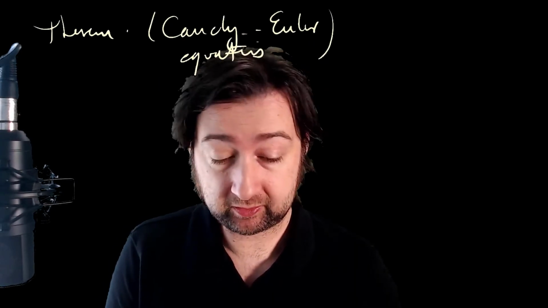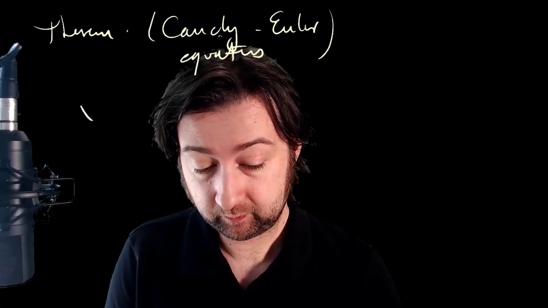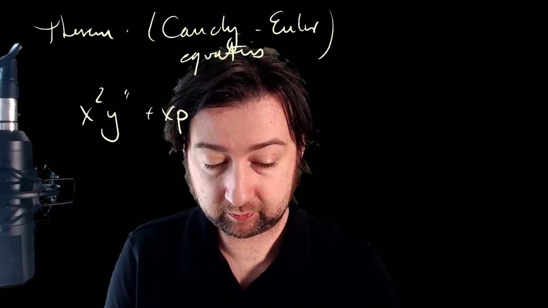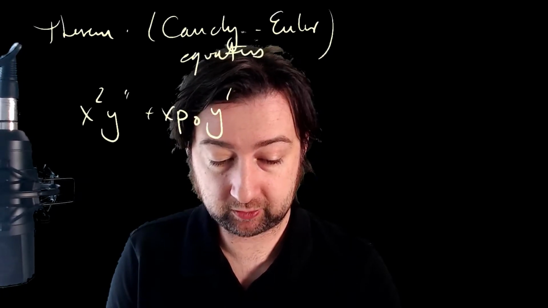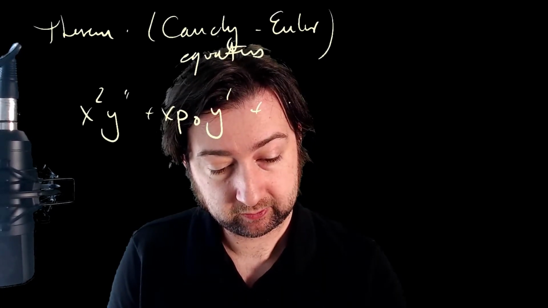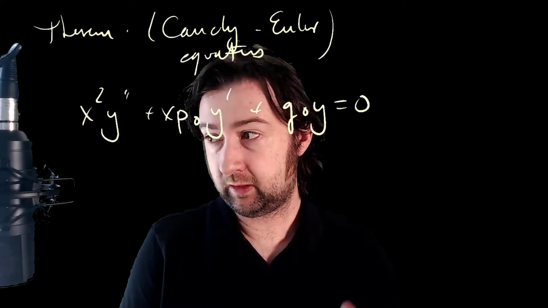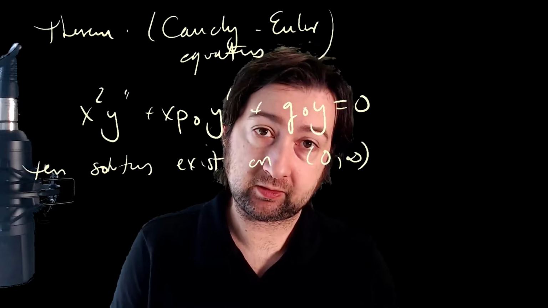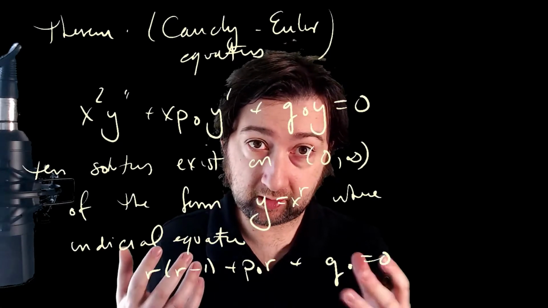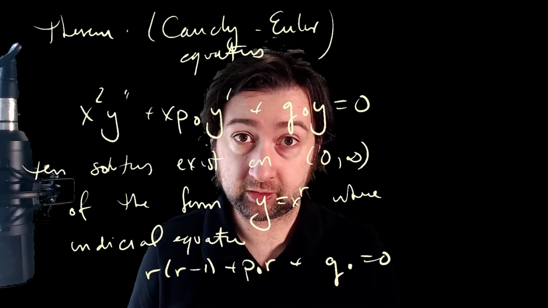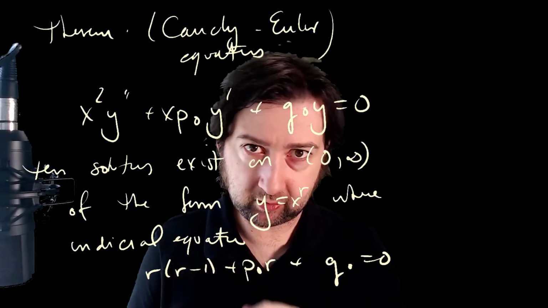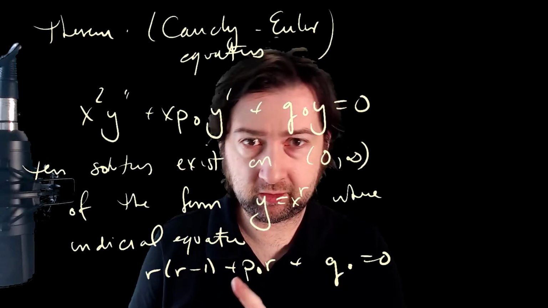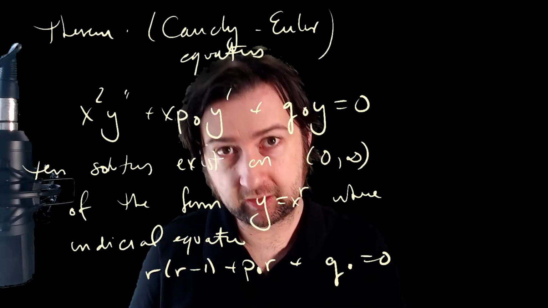What the theorem says is that if you have an equation that looks like x squared y double prime plus x p naught y prime plus q naught y, then you have solutions on the positive real line of the form x to the r, where the r comes from the indicial equation, which is in terms of p naught and q naught. So it's this quadratic equation down here where you have r times r minus 1, and then you've got a term that contains the p naught and a constant term.